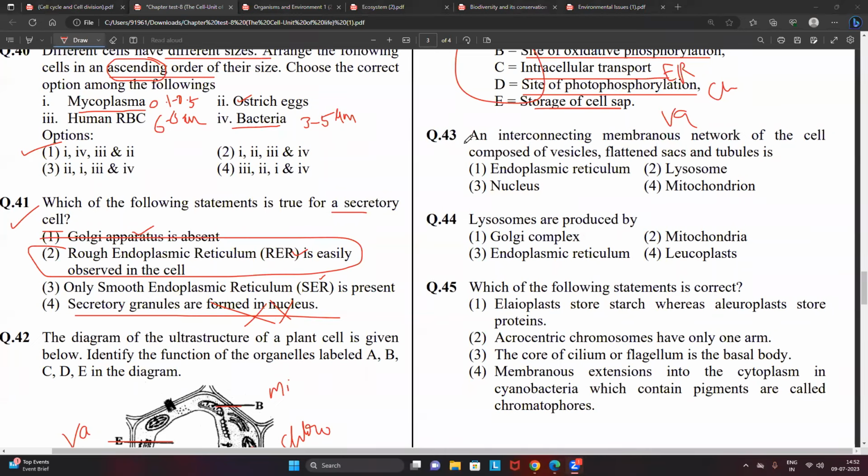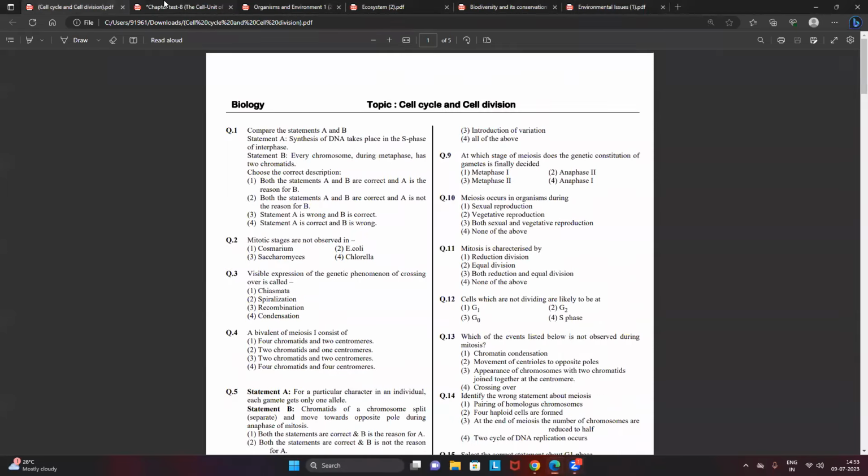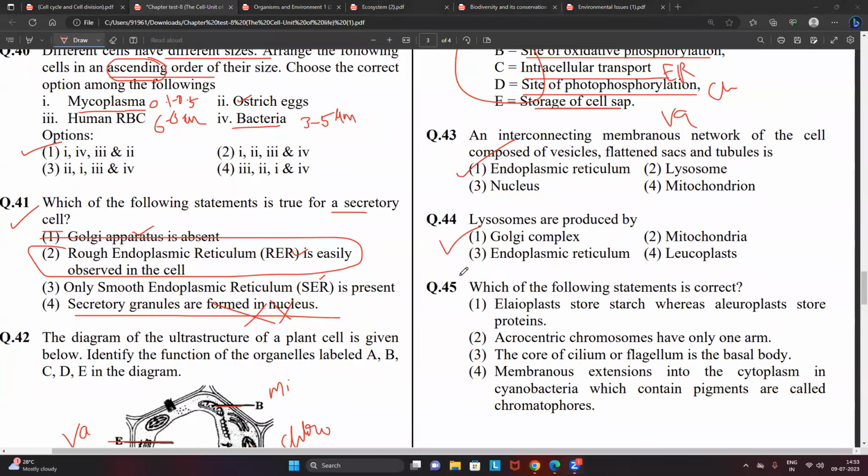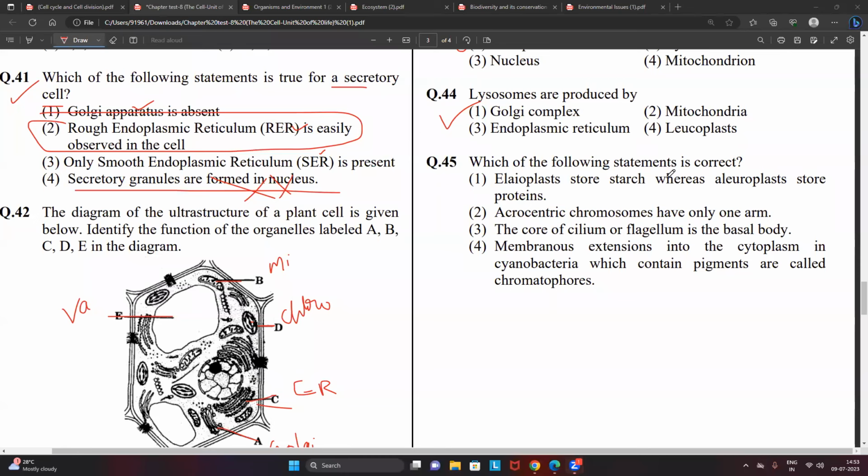Okay. Right. An interconnecting membranous network of the cell is the endoplasmic reticulum, right? Lysosomes are produced by, obviously. Question number 44, don't get confused, friends. It's a good question. Don't get confused. Question number 44. Lysosomes are produced from the Golgi complex. Correct, na? No need to get confused with that point. Good. Question number 45. Which of the following statements is correct? They're asking which is correct.